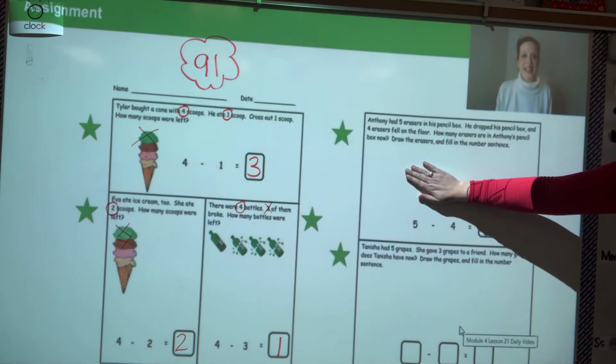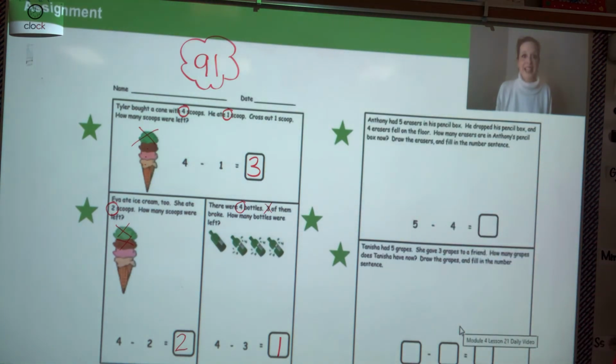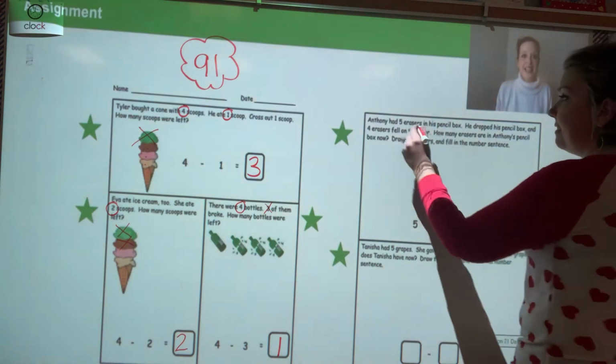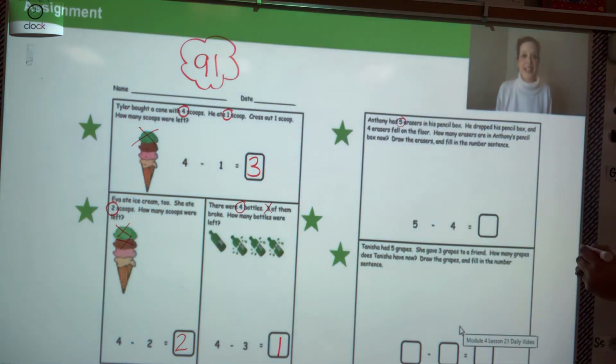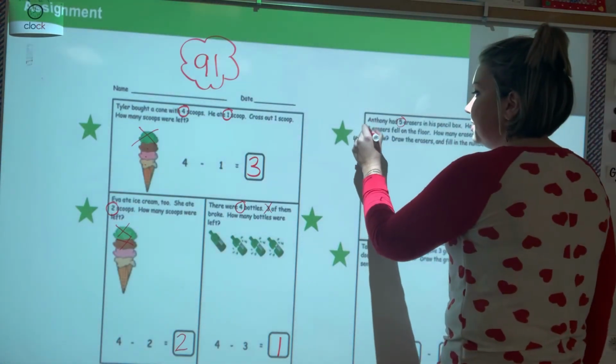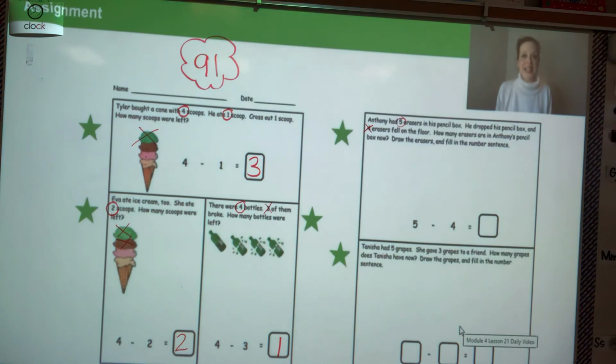Oh, look here. There's no picture for us. Can we figure it out? I think we can too. Anthony had 5 erasers in his pencil box. He dropped his pencil box and 4 erasers fell on the floor. So how many erasers fell out? Show me with your fingers. 4. I'm going to put an X because they fell out. How many erasers are in Anthony's pencil box now?